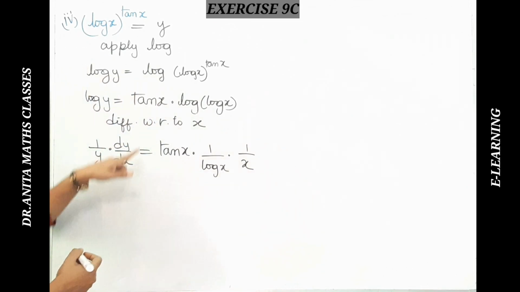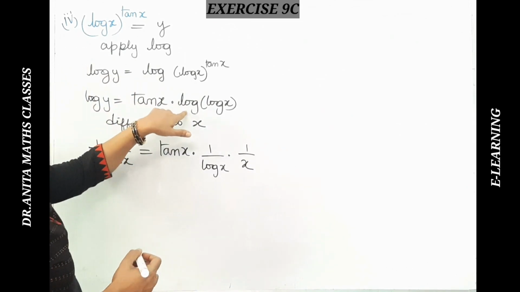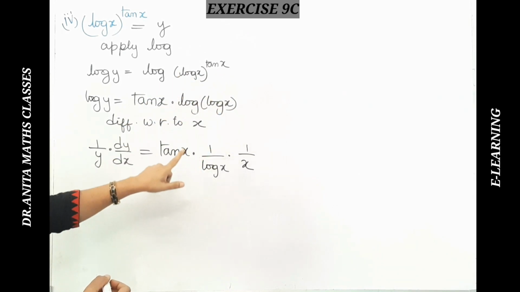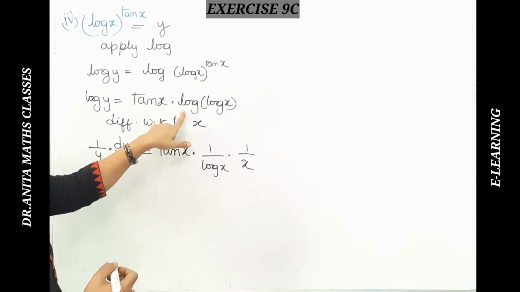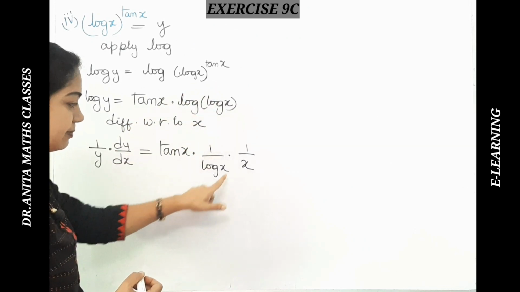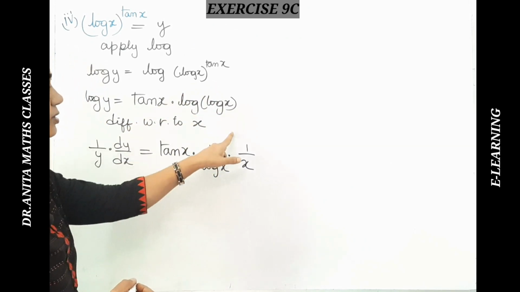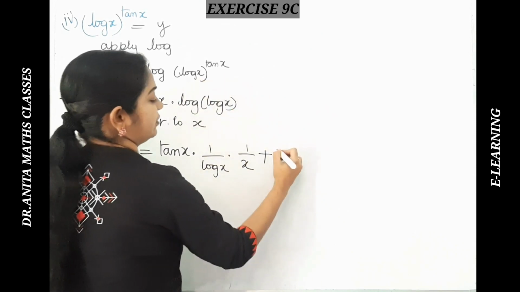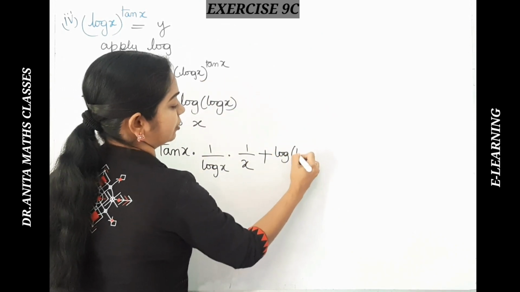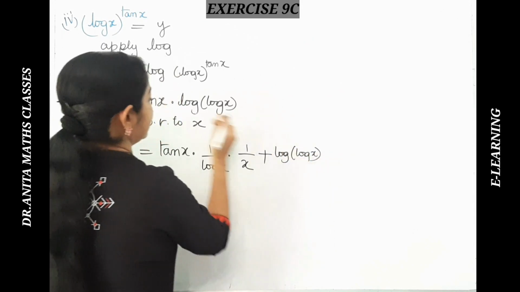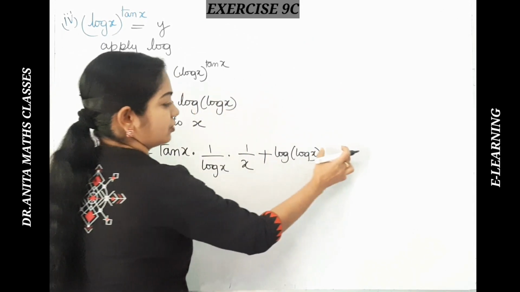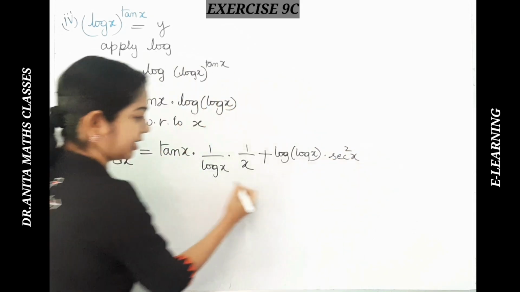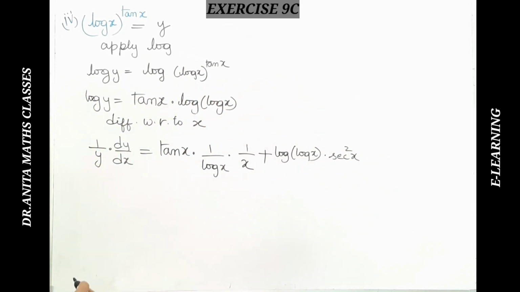So I repeat here, u v dash is the derivative of log into log x. That is, the derivative of log of log x is 1 by x into 1 by log x, again doing the chain rule. Plus, write the v as it is, log of log x again, and u dash, the differentiation of tan x, is equal to secant square x. I have applied the uv product rule.